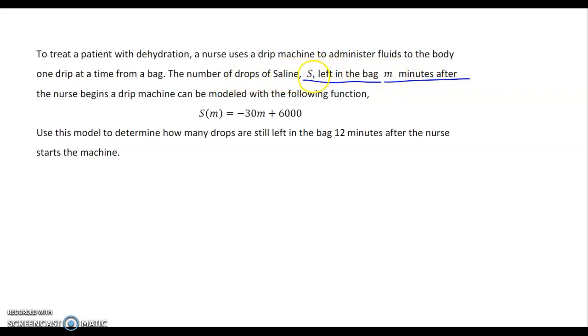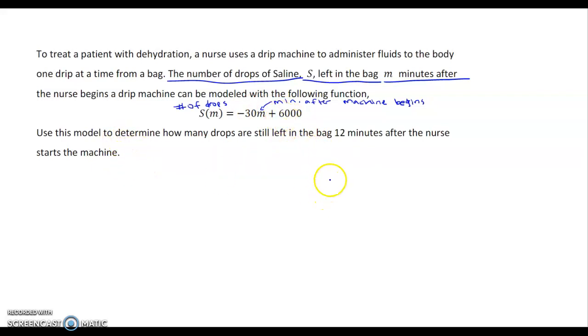So S, number of drops S left in the bag. Let's actually underline that too. So we're going to even put right here, S is number of drops. So we're just going to kind of label that. And m minutes after the machine, so we'll just say that's minutes after machine begins. So that can be helpful because then you kind of know what each variable stands for, and it just helps us decipher it a little bit.